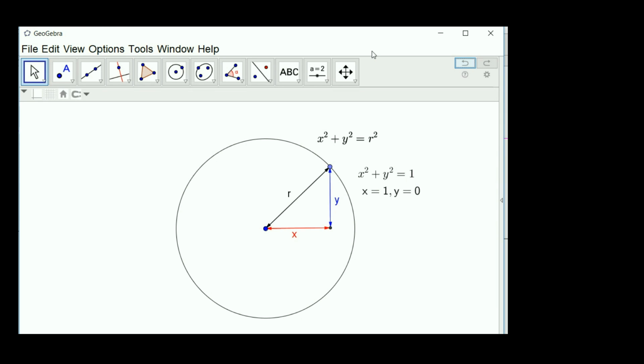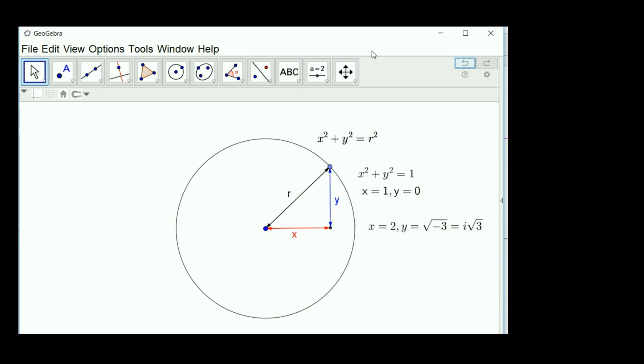So let's suppose we then have the same kind of setup, but instead we have that x is equal to 2. So you might say, well, there's no point which has an x coordinate of 2, which lies upon this unit circle. And if you're limiting your view to real numbers, then indeed that would be true. However, if you're allowing complex numbers, then you can find such a point.